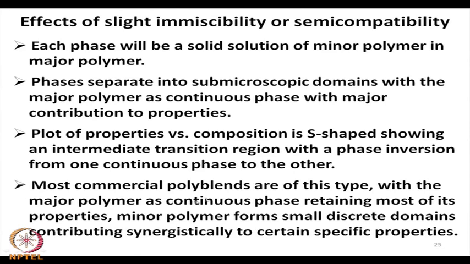Now, most commercial polyblends are of this type, with the major polymer as the continuous phase retaining most of its properties, and the minor polymer forming small discrete domains contributing synergistically to certain specific properties. So, the major polymer contributes the major properties, and the dispersed domains of the discrete polymer contribute to the synergistic effect on some specific, special properties.